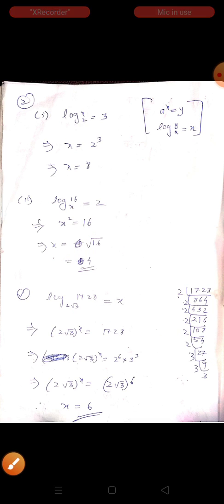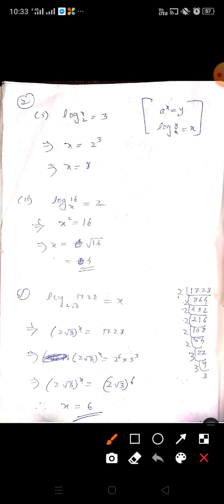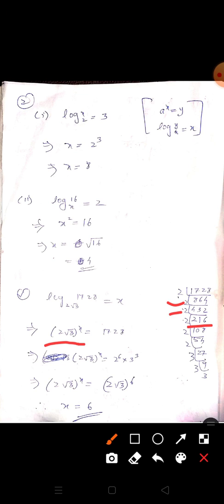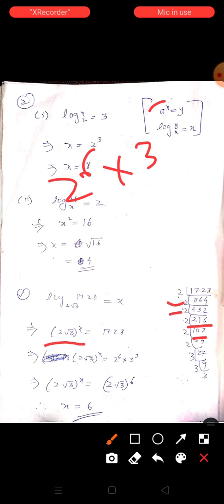Similarly, the next one is also done like that. Log of 1728 to the base 2 root 3 equal to x. Then 2 root 3 to the power x equal to 1728. Then divide 1728 by 2: 864, again 432, 216, 108, like this. So we have 2 to the power 6 into 3 to the power 3.